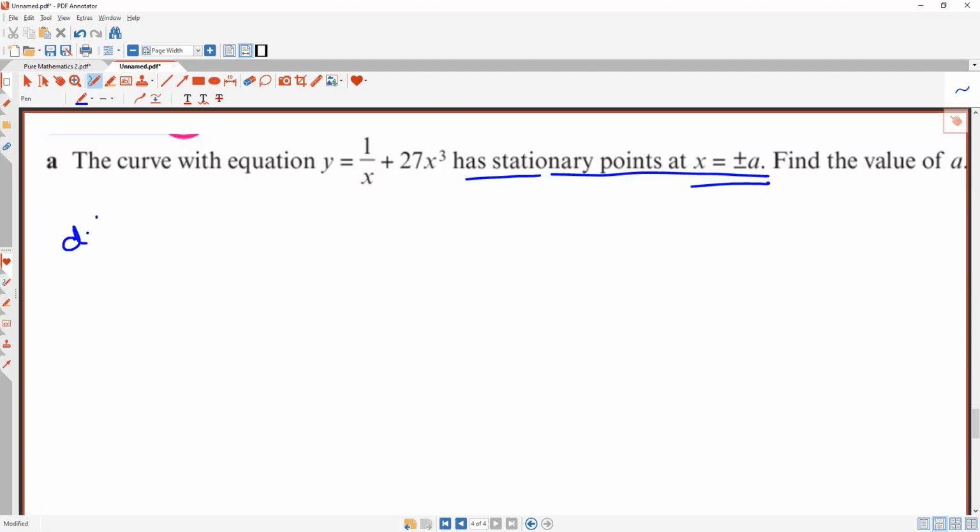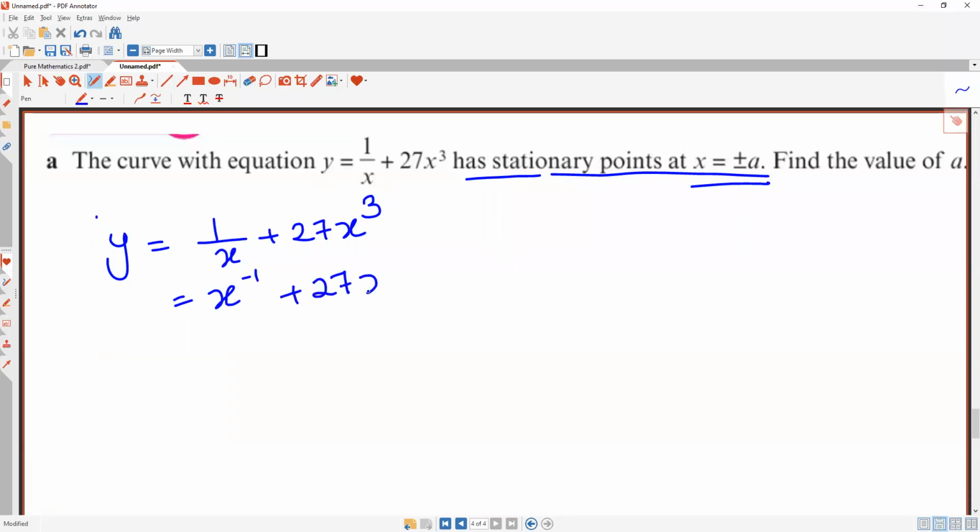Okay, so to find the stationary point, the first thing you need is dy by dx. Before finding dy by dx, the first thing you need to do is simplify the equation. So 1 by x plus 27x cube is your question. Simplify this. The x value should not be in the denominator while differentiating.